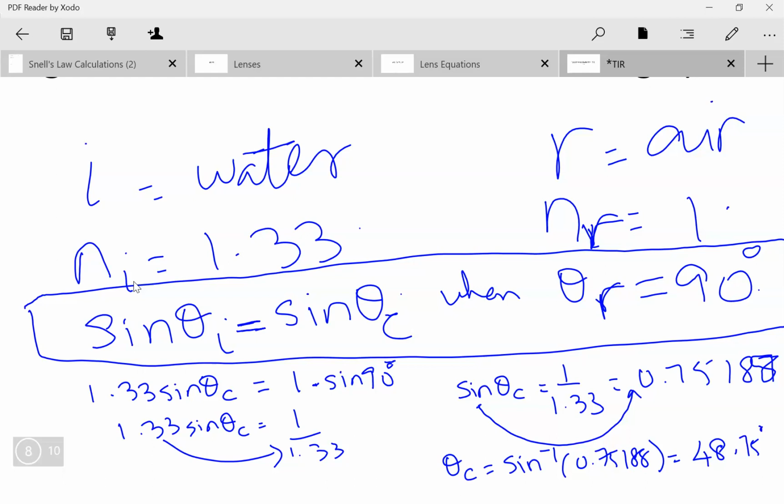Any angles that are lesser than 48.75 degrees, like 30 degrees or 45 degrees, will not be totally internally reflected. They'll bend away from the normal, but there will be some reflection, but there'll also be some refraction. And here, at 48.75 degrees, the refracted ray will become perpendicular to the normal, or go parallel to the interface between two media, between the water and the air. Right? So that's that diagram. Very badly drawn.